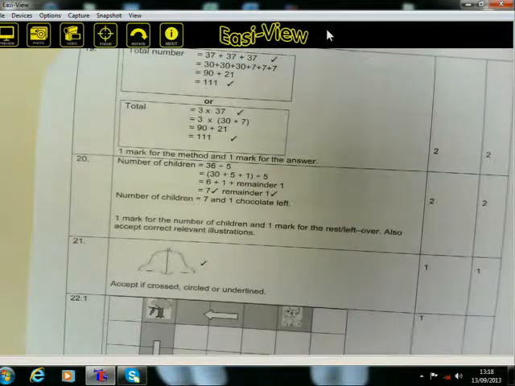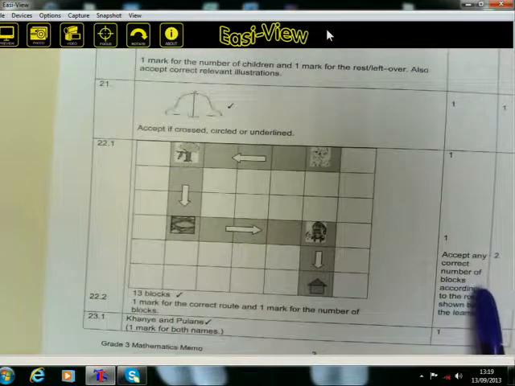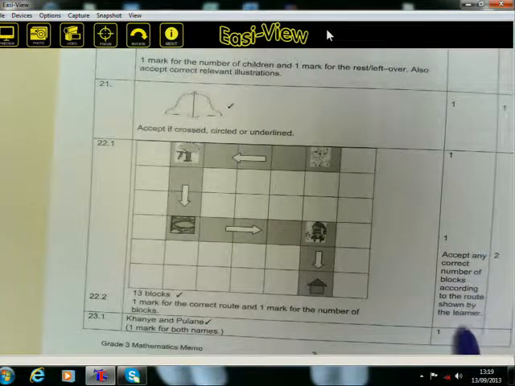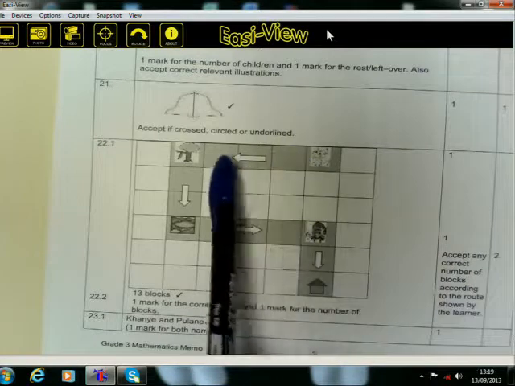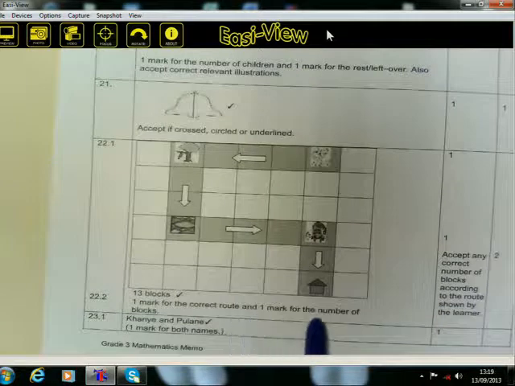Question 22, help the puppy to find his way to his kennel. The puppy runs to the tree. He feels thirsty and runs to the dam to drink water. He runs to the bus and then to his kennel. Draw a cross in the grid to show how he ran. So this is the way, accept any correct number of blocks according to the route shown by the learner. So he used 13 blocks, 1 mark for the correct route and 1 mark for the number of blocks.